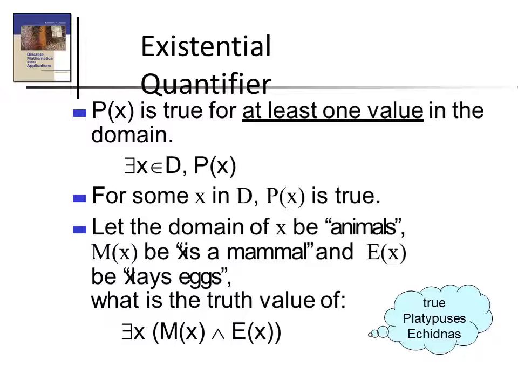We know that most mammals don't lay eggs, but there are some mammals which lay eggs. That is, there exists x such that M of x and E of x, the conjunction. It is true for some animals, platypuses, because platypuses lay eggs. Clear?